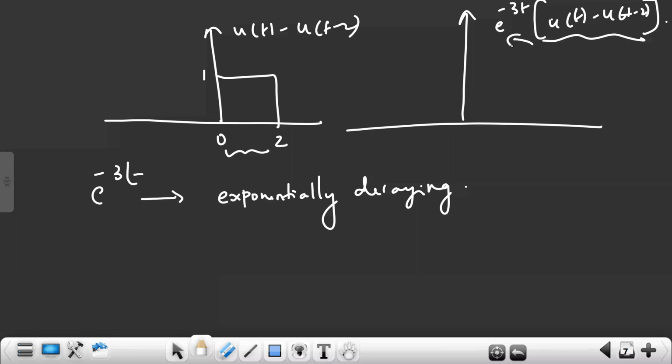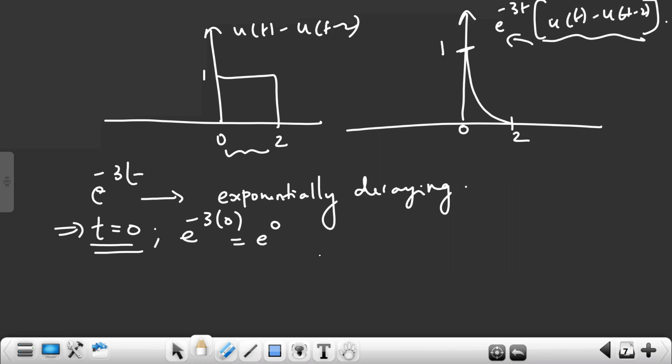So you will have an exponentially decaying signal which is confined only from 0 to 2, and its value will be 1 at t equal to 0, because evidently you can put t equal to 0 here. It is e raised to minus 3 into 0, that is e raised to 0, which is equal to 1. So at t equal to 0 you will get 1, and later the signal will decrease exponentially and it will become 0 at t equal to 2.